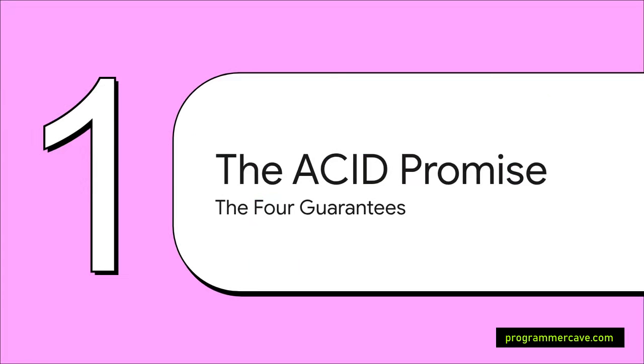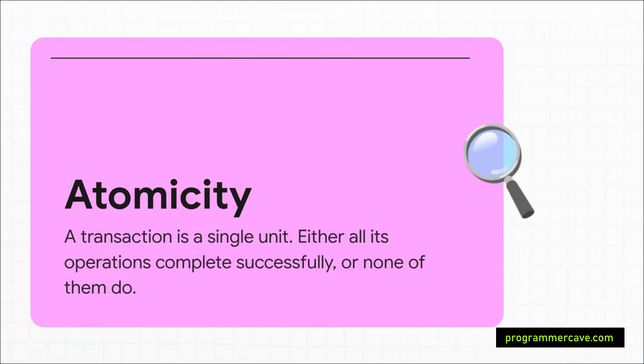First up, the ACID promise. Seriously, this is the bedrock. It's an acronym that stands for 4 guarantees: atomicity, consistency, isolation, and durability. You can think of it as the non-negotiable contract that your Go app makes with a database. So let's kick it off with A for atomicity.